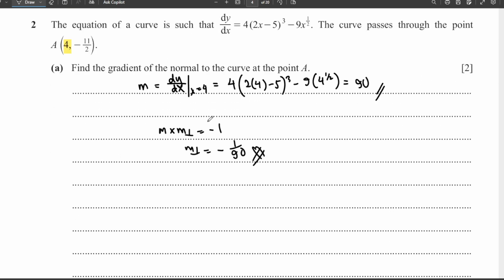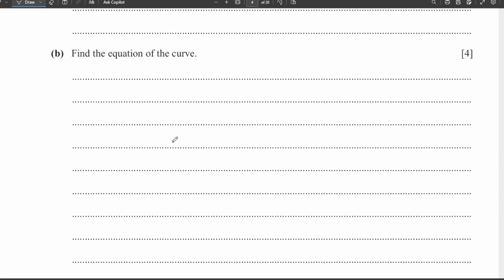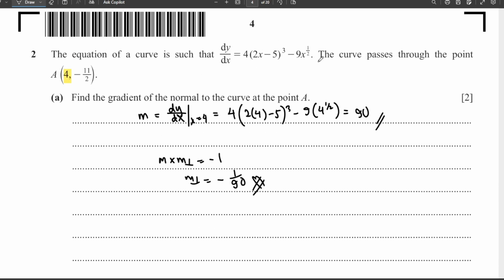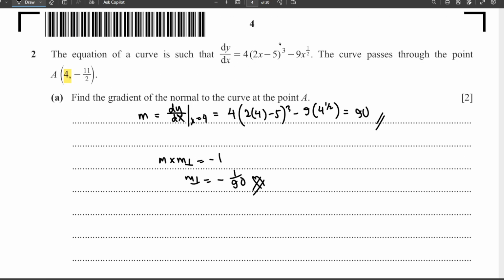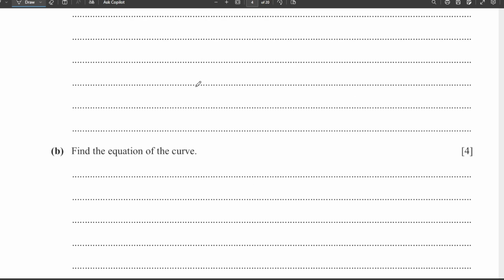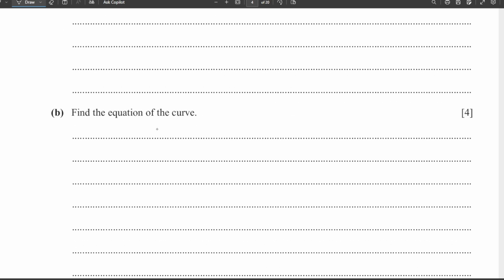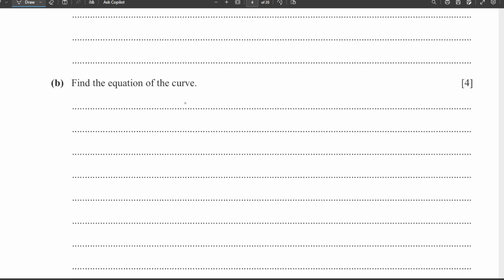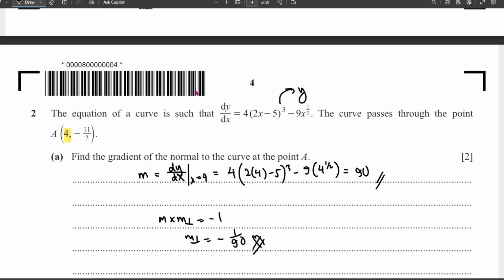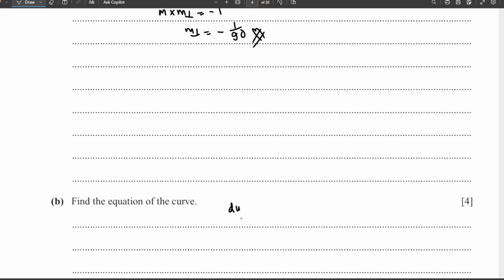Now we go for part B. We want to find the equation of the curve. So we have the derivative of the curve, dy over dx. But how do we get back y? If you can recall, the inverse of the derivative is the integral. So to get back y, maybe I'll rewrite the derivative first, dy/dx.